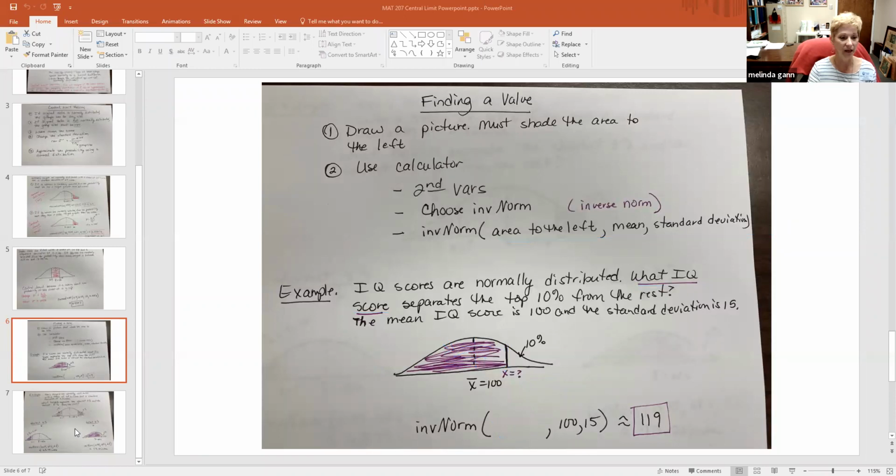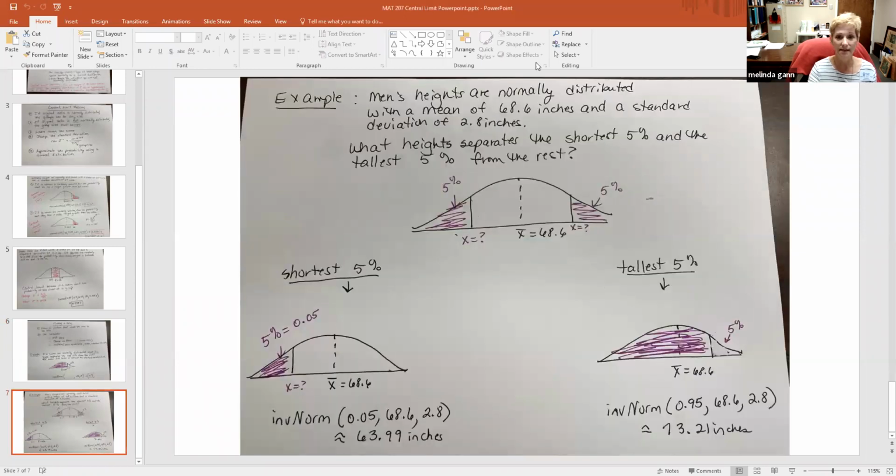One more and then we'll be finished. All right, look what it says here. It says men's heights are normally distributed also, but their average is not 63. Their average is 68.6 inches. So 5 feet 8 inches is kind of the average height, with a standard deviation of 2.8 inches. Now this one's kind of a little more interesting. It said what heights separate the shortest 5% and the tallest 5% from the rest. So it's looking for more than one height.